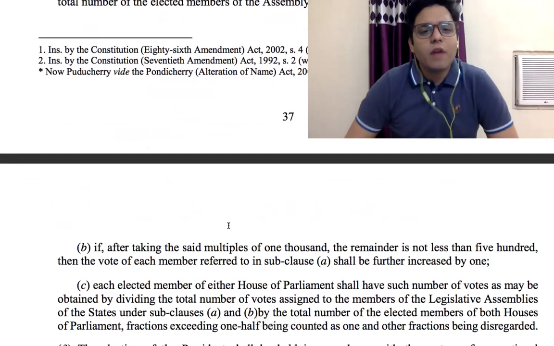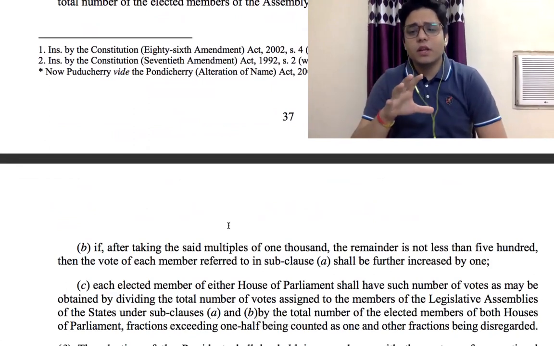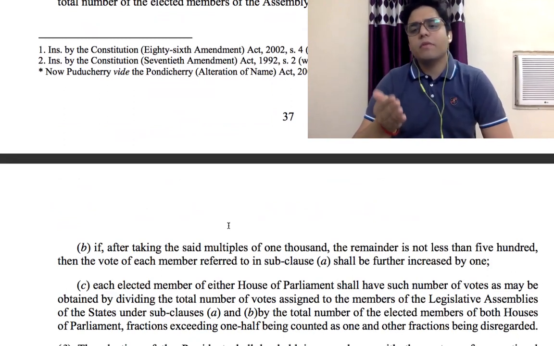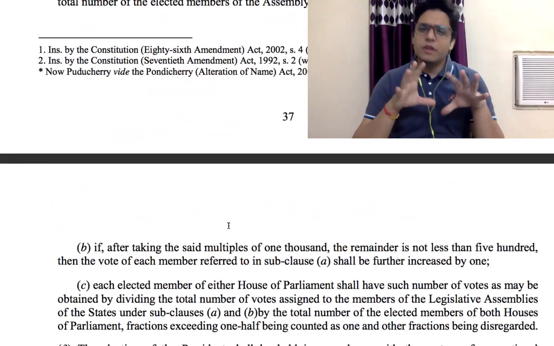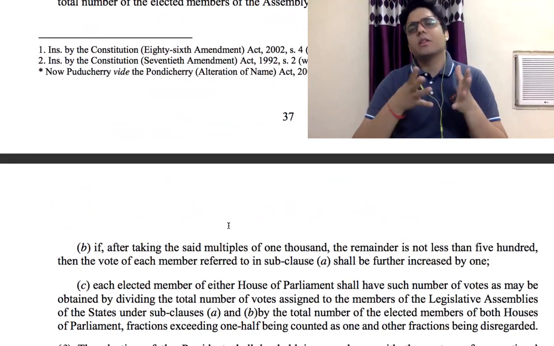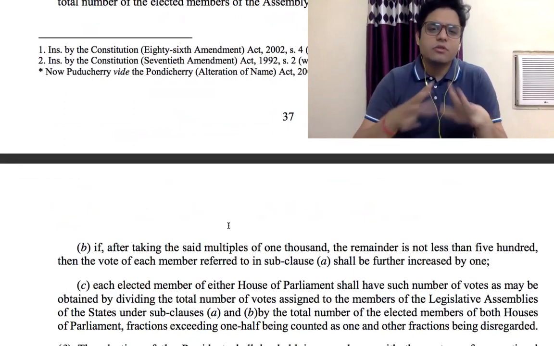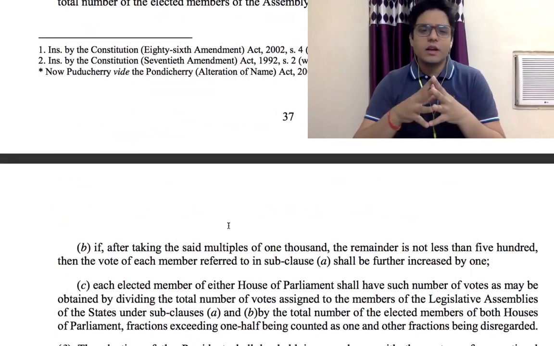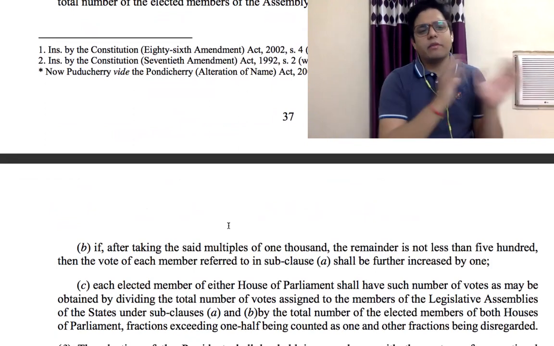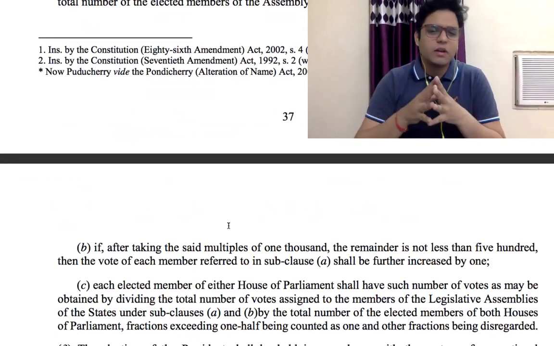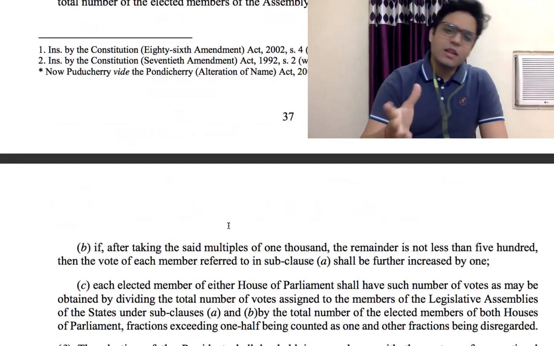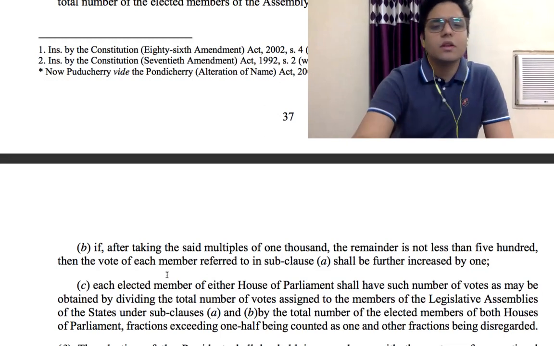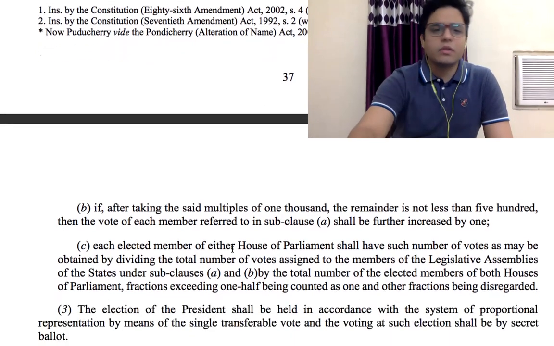B. The second rule is, if after taking the said multiples of 1000 the remainder is not less than 500, then the vote of each member referred to shall be further increased by one. So these are not details, this is the process. These are not things that you should provide in the constitution, but they have been provided. They are more rules of conducting elections. They could have formed part of a particular schedule or something, but as they have been provided, we are reading them. It simply says how the thing will be done. It is not much important as far as writing exams is concerned.